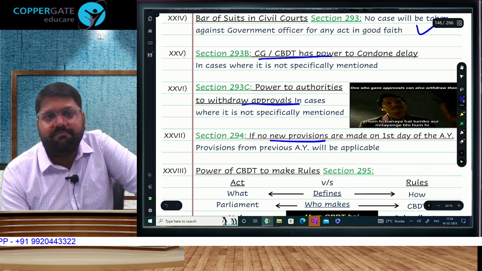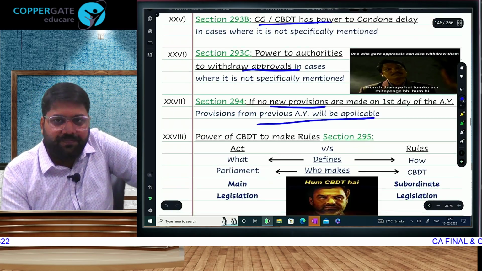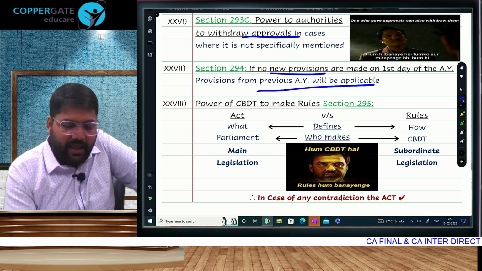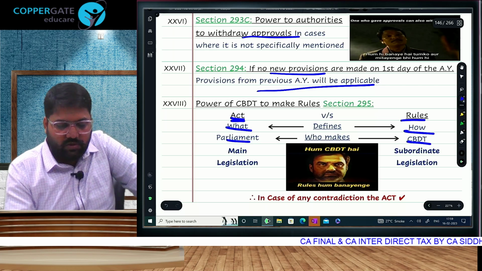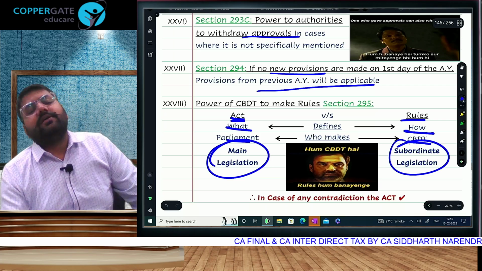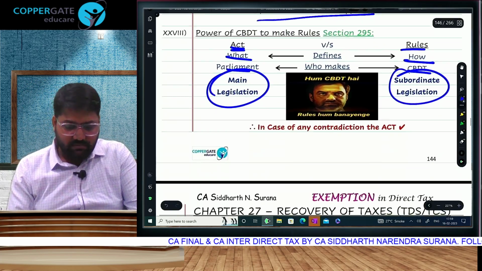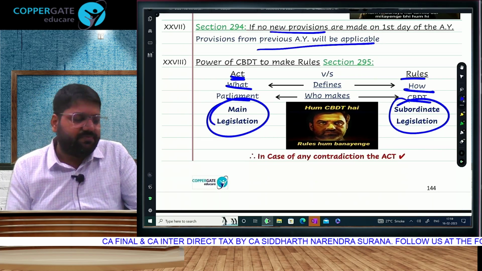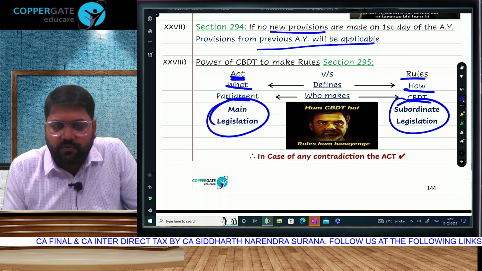If no new provisions are made, meaning no new budget is announced, then last year's law will continue to apply, and CBDT has the power to make rules. The Act will be made by Parliament, rules will be made by CBDT. The Act will tell you what to do, rules will tell you how to do it. Obviously, if there is any contradiction, then the Act will override the rules, goes without saying. The Act is the main legislation. Rules are subordinate legislation. With this, we finish our chapter, Miscellaneous Provisions, and that's the end of today's episode.